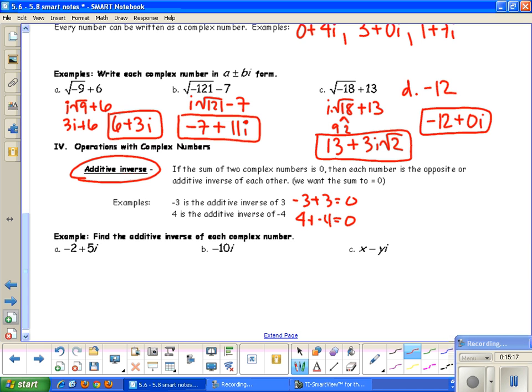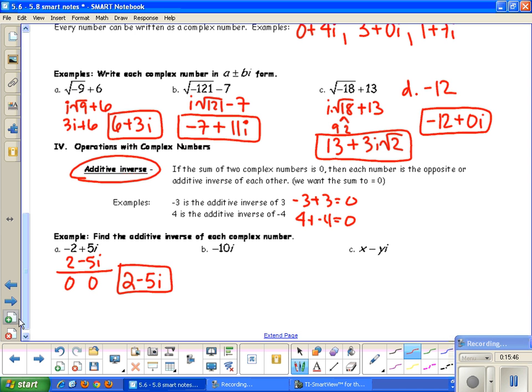So it says find the additive inverse of each complex number. So when we add these together, we want to get 0. So 2 plus a positive 2 would give me 0, and minus a 5i. So negative 2 and positive 2 is 0, and this would give me 0. So that means that my additive inverse would be 2 minus 5i. We change both signs. This is different than the conjugate.